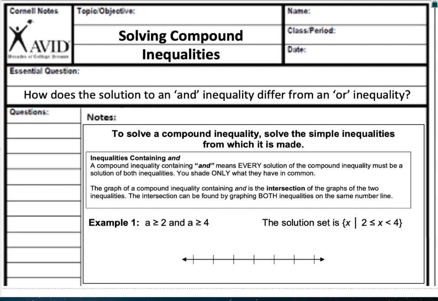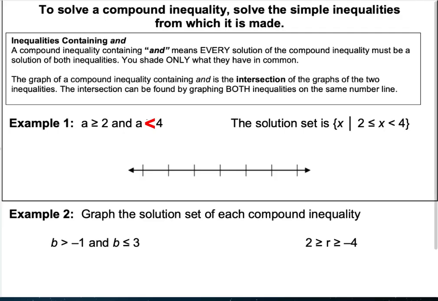So this lesson is on solving something called compound inequalities. Think of it kind of as two inequalities at once, and we're going to try to find a solution that works for both of them, or for all of the inequalities involved. So find the correct page in your notes, and then we're going to get started here.